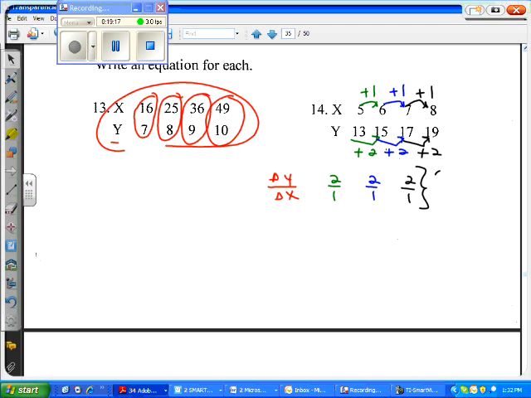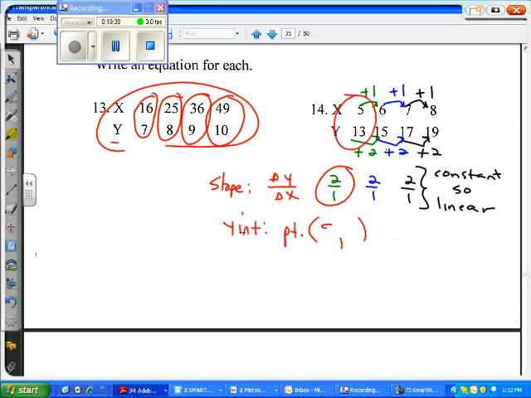The change in y, change in x is constant, so that tells me that this is linear. And if it's linear, then this constant rate of change is the slope. And what we need to go with slope, if it's linear, is the y-intercept. And to do that, we pick a point. We'll just choose the first one, 5, 13.